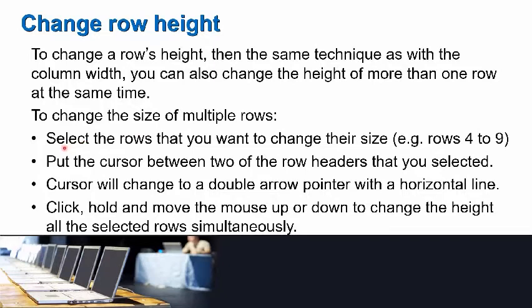Here is a method. Select the rows that you want to change their size. Put the cursor between two of the row headers that you selected. The cursor will change to a double arrow pointer with a horizontal line. Click, hold and move the mouse up or down to change the height of all the selected rows simultaneously.